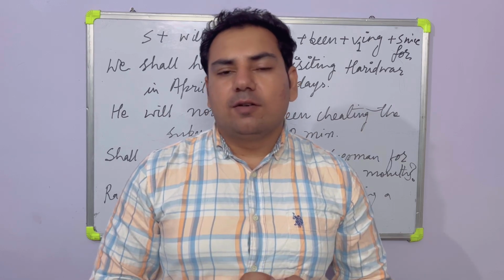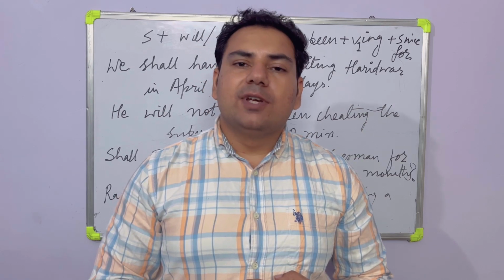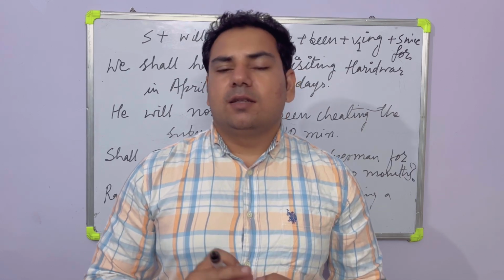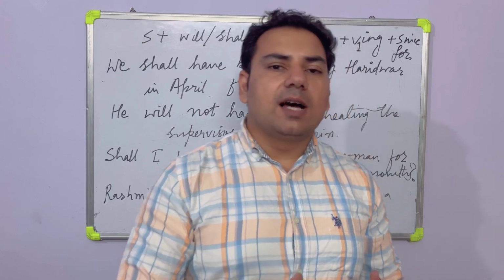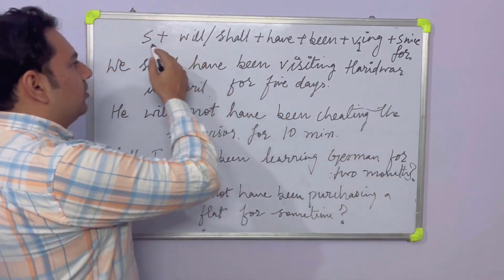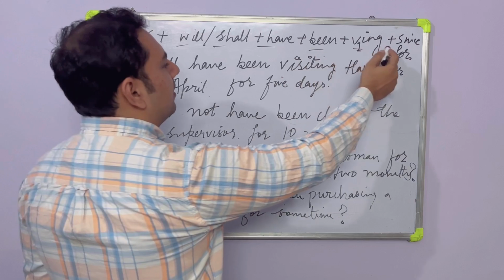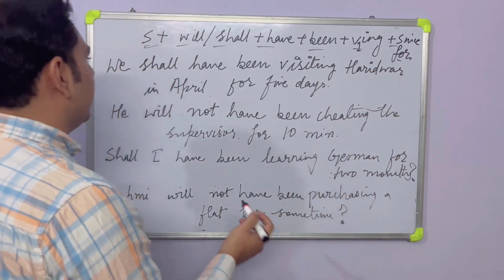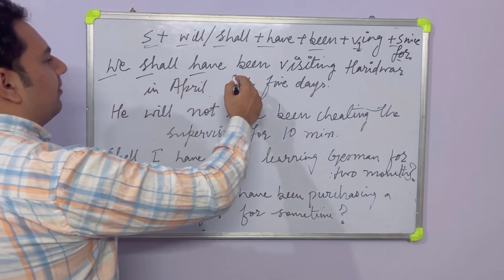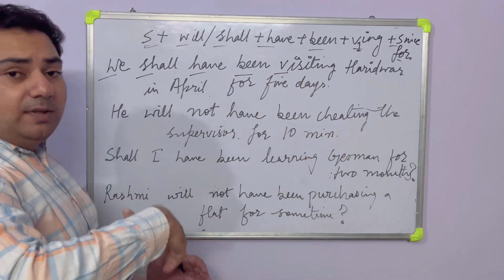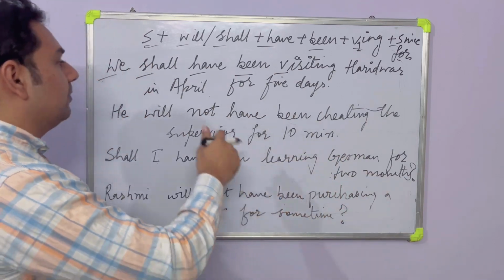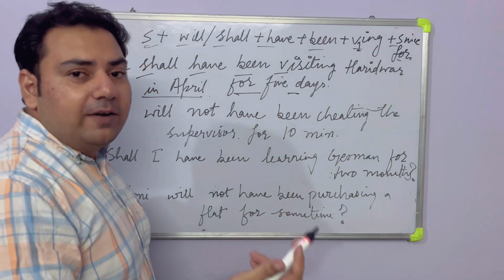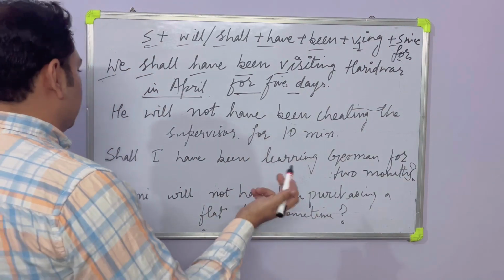So we will be having a future auxiliary verb, will or shall. We will be having have, we will be having been, then the first form of verb with ing, and since or for. So subject, will, shall, have, been, verb plus ing, and since or for. And now let's have some examples over here, like we shall have been visiting Haridwar. So you will be visiting Haridwar. That is going to be confirmed in April for 5 days. Okay. And for 5 days you will be remaining there.